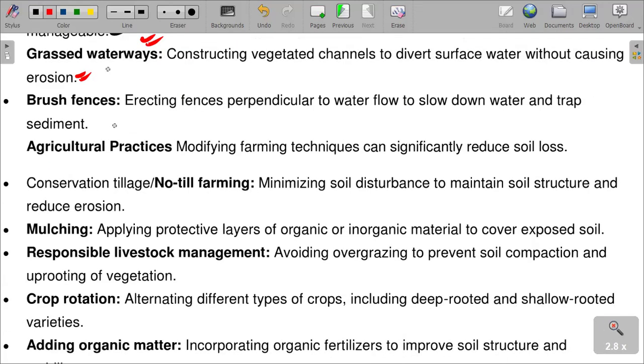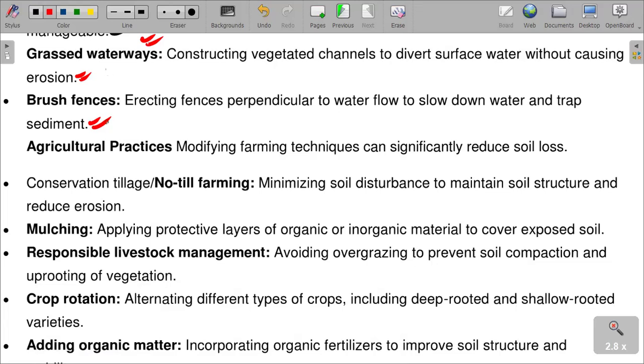And then we talk about brush fences, which has to do with erecting fences perpendicular to water flow to slow down water and trap sediments. I'm sure you've seen these on river banks, or when we talk about storm drains where roads are constructed, we have these brush fences being erected, which are made to slow down water and trap sediments.